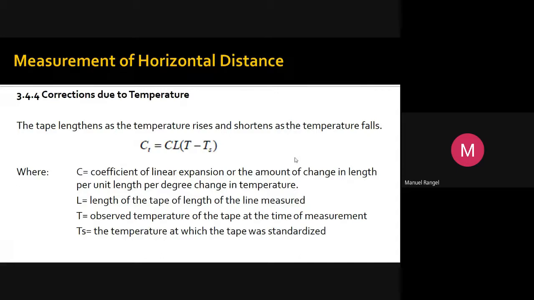So thus, the change in length of a tape 1 meter long for a change in temperature of 1 degree Celsius will be 0.0000116. So for a 30 meter tape, the change for 1 degree Celsius will be 30 times 0.0000116 or 0.000348 meters.